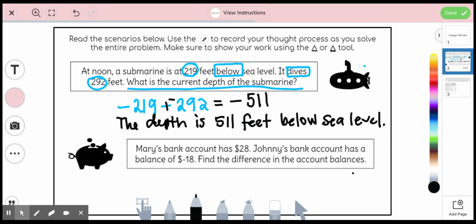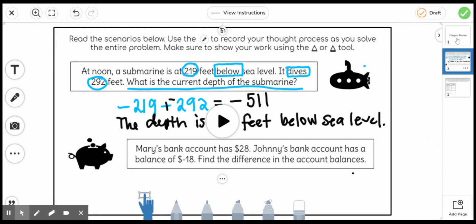Once you are done with that recording, you are going to go ahead and click up here where it says done. So I'm going to click done so that it will attach that recording to that problem. Okay, now that I'm done with that problem, I'm going to move on to number 3.